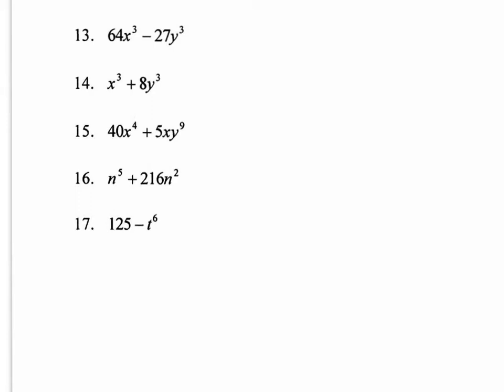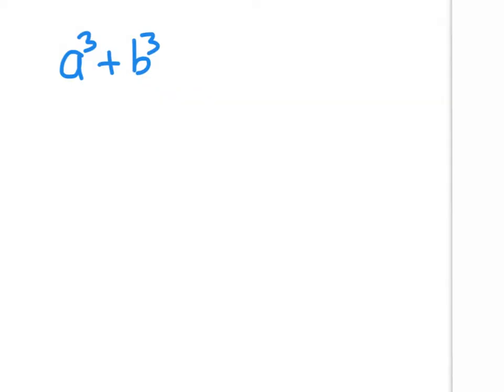So in this video we're going to do the final part of the homework, just a couple of them. Numbers 13 through 17 all require a factoring method that needs the sum or difference of two cubes formula. So we're going to focus in on a cubed plus b cubed, which would be the sum of two cubes formula.